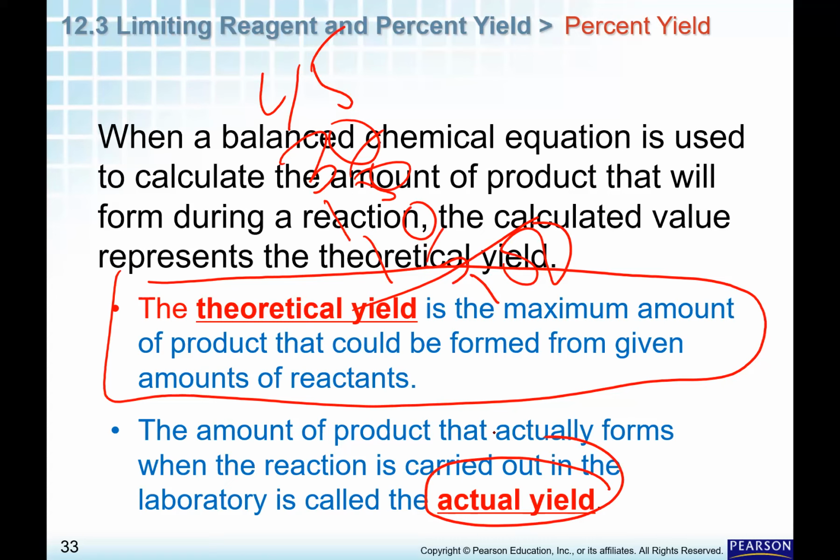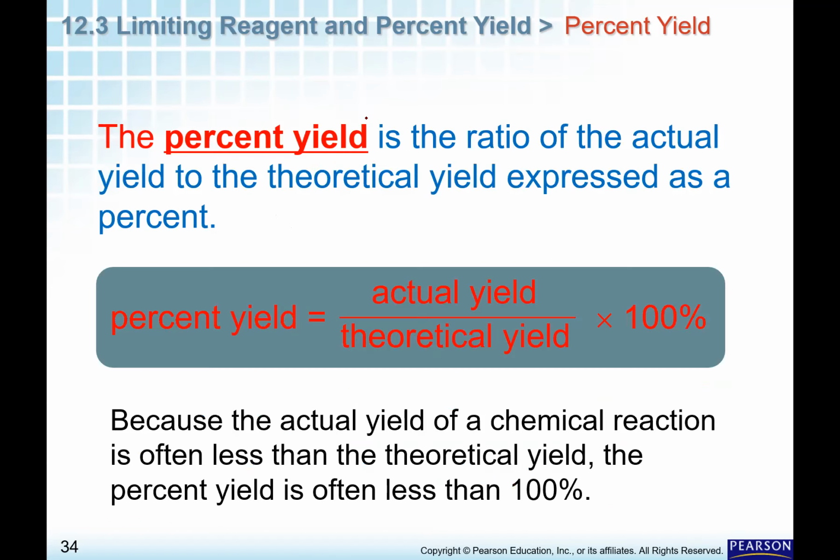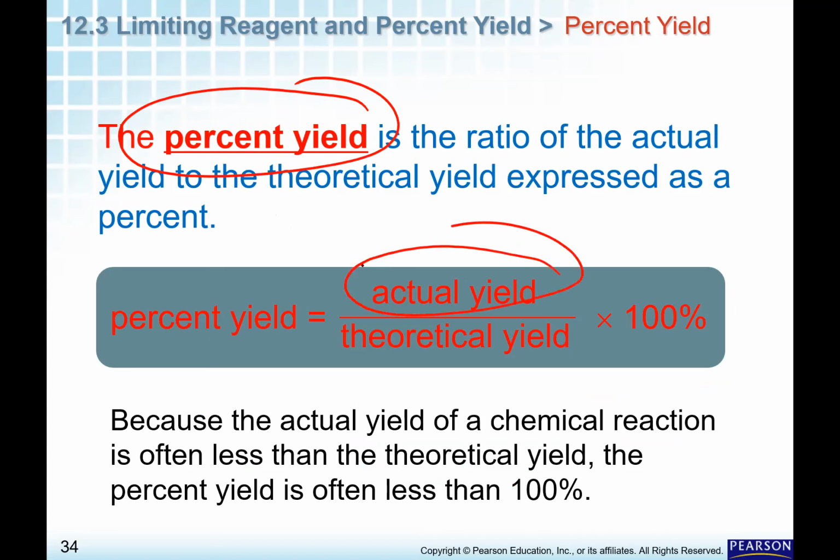But your actual yield is what you actually get. The amount of product that actually forms when the reaction is carried out in the laboratory is called actual yield. The difference between actual and theoretical is that the theoretical is calculated on paper, and the actual is what we get when we run the reaction in the lab. And always, this one will be less than the theoretical. So the percent yield is the actual divided by the theoretical times 100%. And this is always also less than 100%, because the efficiency of the reaction, the maximum it can reach is 100%.